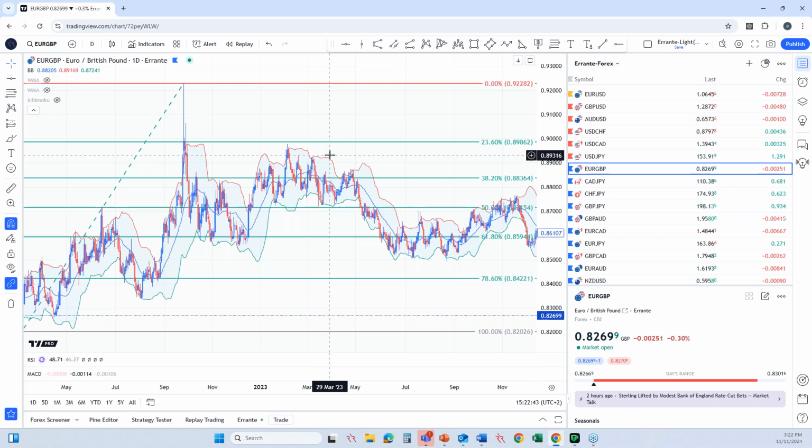setup for us. For example, one might consider this breakout here after reacting for some time to the 50% retracement level of the previous uptrend here, and then that could be a good entry point with the stop loss above this level.